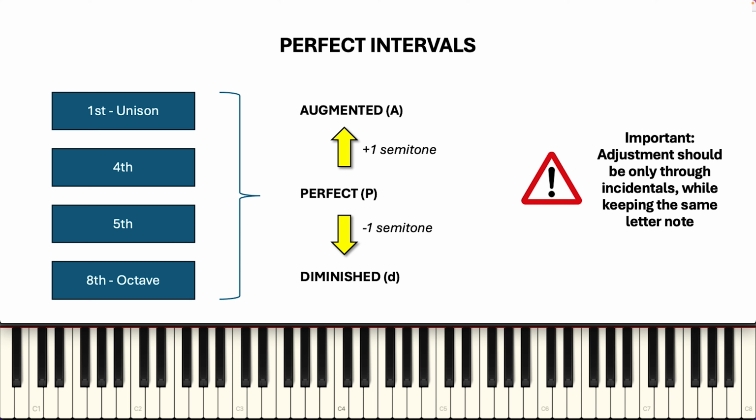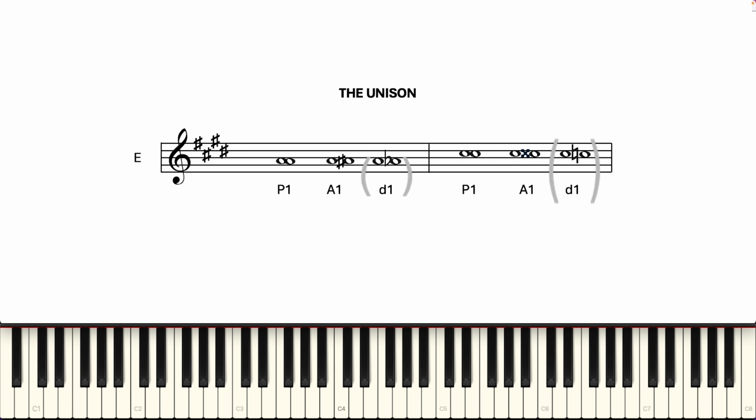It is very important to note that the adjustments should only be made with incidentals, but we keep the same letter notes. So an F will always remain an F, but we change its incidentals, sharp, flat, double flat, etc., even if it overlaps with another note on the scale. We will see more examples on this later. Let's start with the unison.